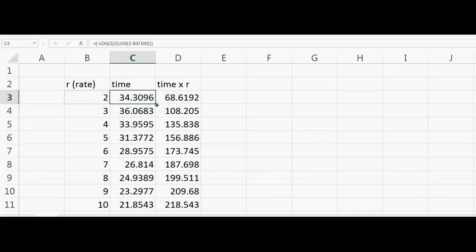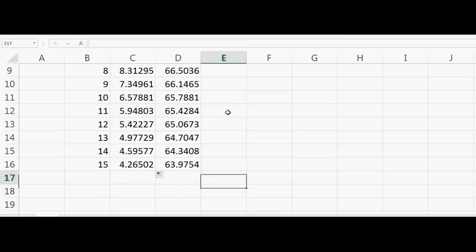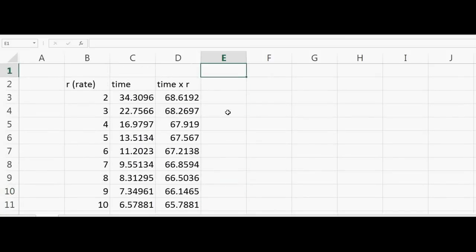So we have to do this, and now you can see that time into r is always equal to, or very close to, 70. So that's why we always use the rule of 70. We can also call it the rule of 68 or rule of 69, but this is all about the approximation. So now if we calculate this using the trick, what should be the time using the trick?